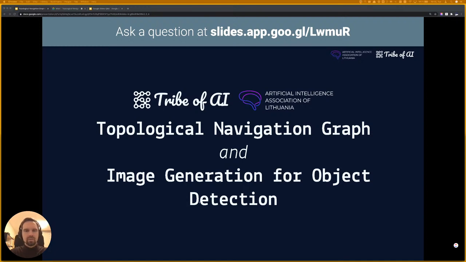Sveiki visi. Hello everybody. Today we have another Tribe of AI and Artificial Intelligence Association of Lithuania meetup. And today we even have two amazing presentations. The first one is going to be topological navigation graph. The second one is image generation for object detection.